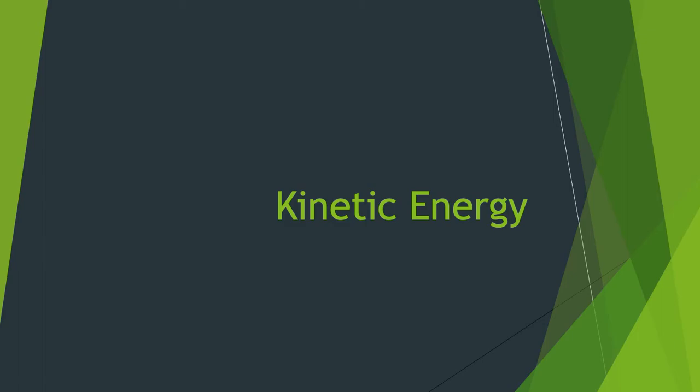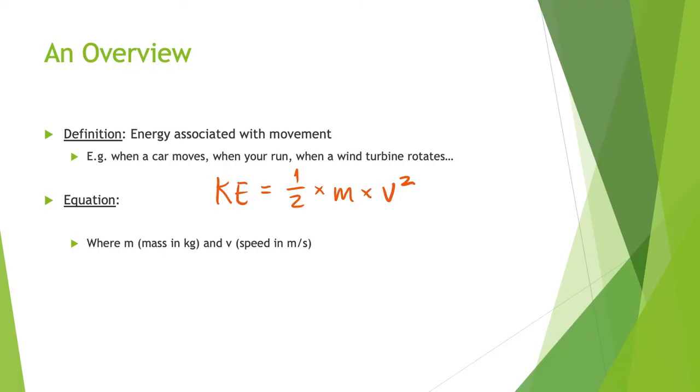In this video we're going to be looking at what kinetic energy is and some examples to do with kinetic energy. So let's get started. This is an overview of kinetic energy. Kinetic energy is energy associated with movement. For example, when a car moves, when you run, or when wind turbines rotate, they all have kinetic energy within them because they are moving.